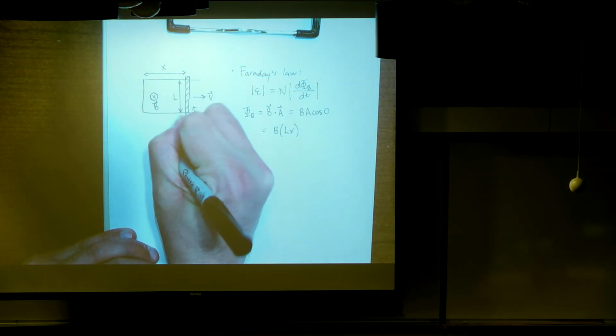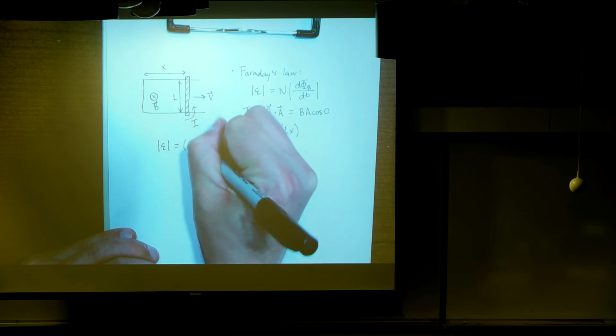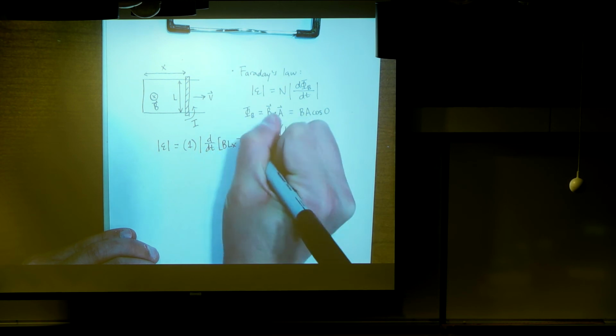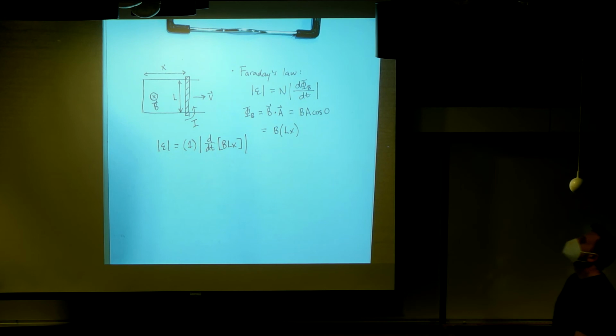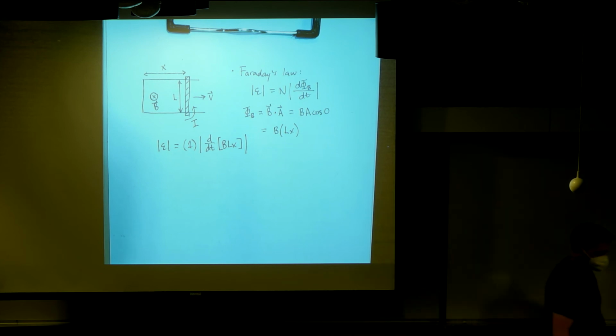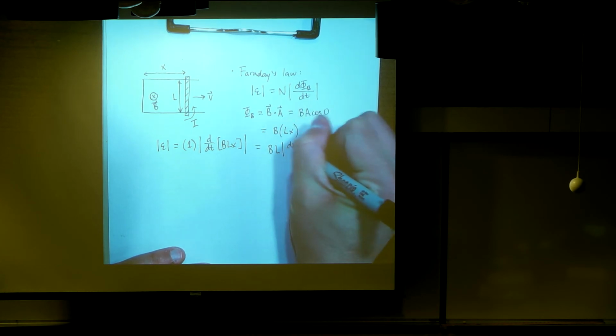The induced EMF in that loop, therefore, is n equals 1, and then we have the derivative with respect to time of BLX. Of those three variables, which ones are changing? It's X that's changing. L, of course, is just the length of your bar. That's not changing. B field, we're assuming, is uniform and also not changing over time. So it's X, right? Because X increases as we push it further to the right, correct? So what we have is B times L times dx dt.